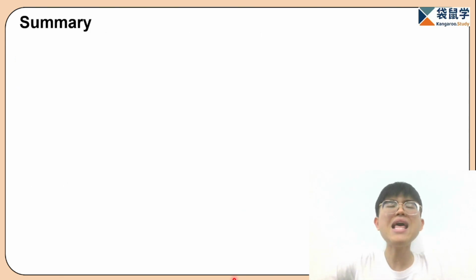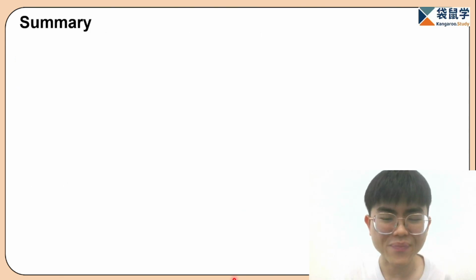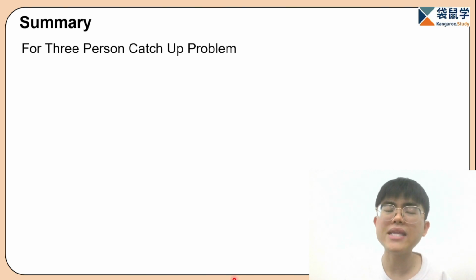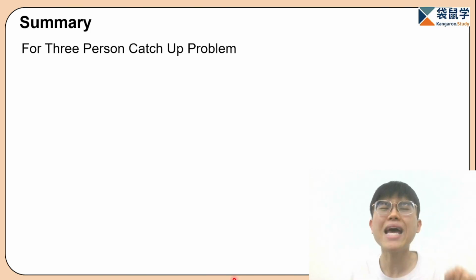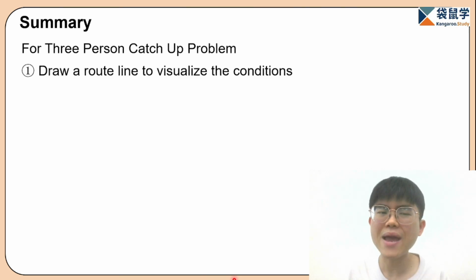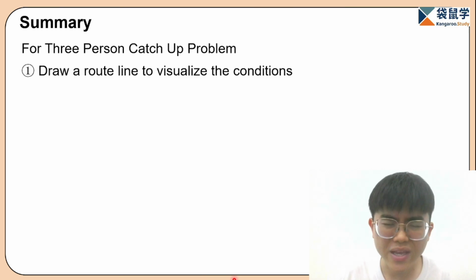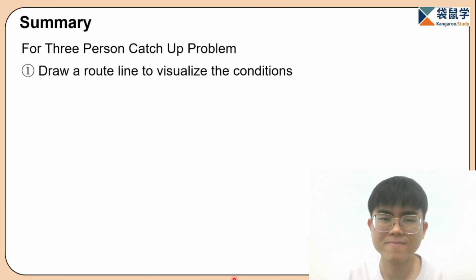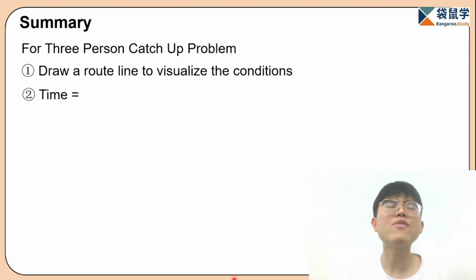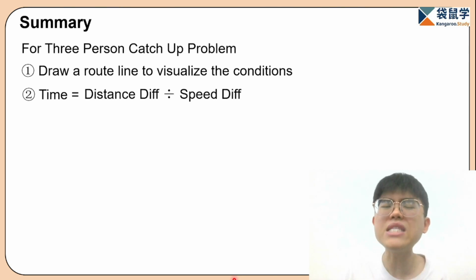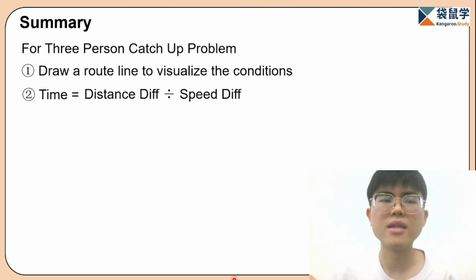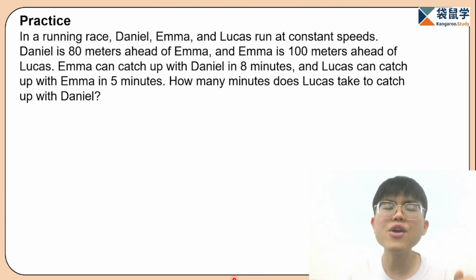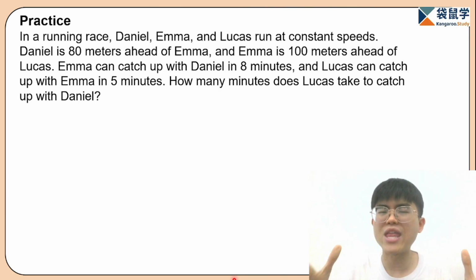Alright everyone, let's summarize what we learned from this question. So we said that for a 3-person catch-up problem, what will be our first step? Our first step is to draw out the road line to visualize the condition. How about our second step? So our second step is that we can find out the time by using the distance difference divided by the speed difference.